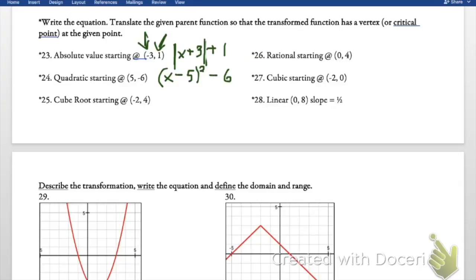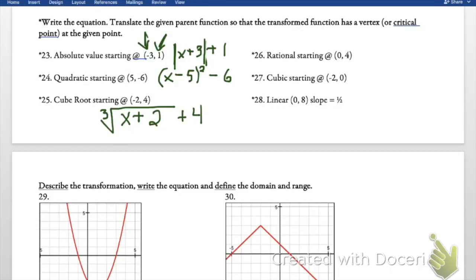Super easy. Okay, cube root. Ooh, okay. So remember, that's a root with a little 3 on the outside. What goes inside with the x? The 2, but we changed the sign. Outside is the y value. That's a 4.